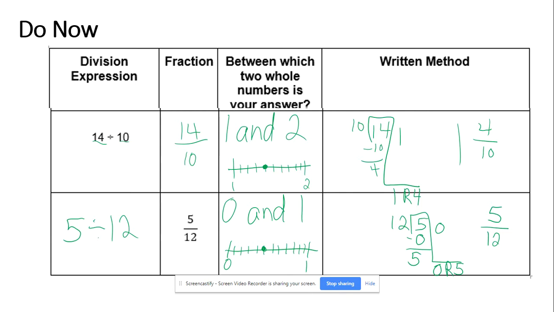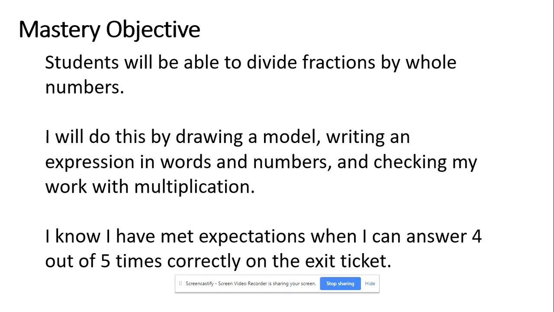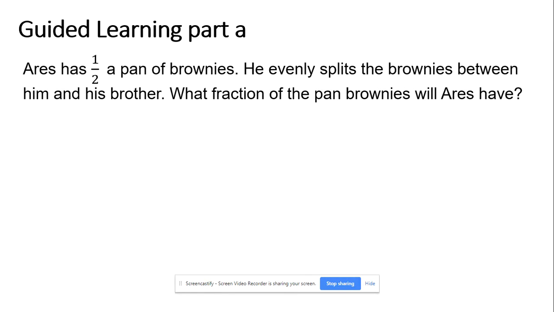Once again, I know we went through that fast, but if you want to pause, you can. If you've been able to keep up, that's great. We can move on. So our objective today is that we're going to be dividing fractions by whole numbers. We can do this by drawing a model, writing an expression in words and numbers, and checking our answer with multiplication. I know that I met this expectation when I can answer 4 out of 5 items correctly on the exit ticket. So let's start with guided learning part A.